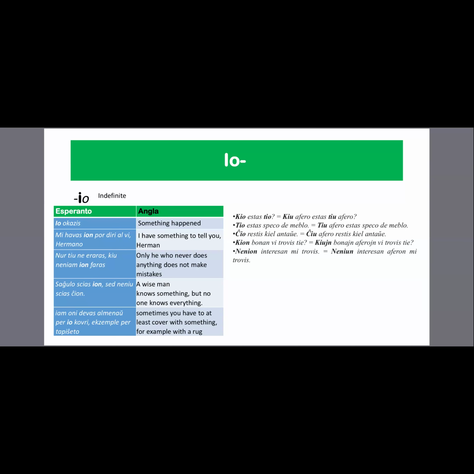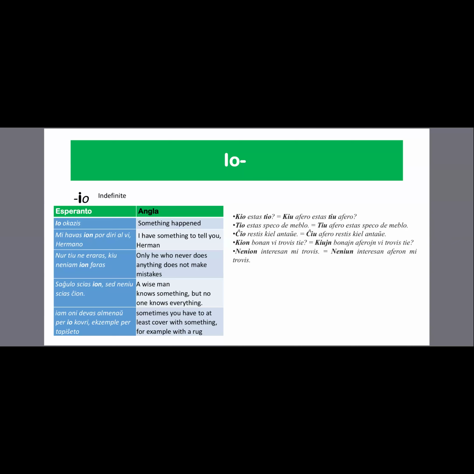Mi havas ion por diri al vi, hermano. I have something to tell you, brother. Mi havas ion. You can see io, I put N because the verb I use here is the verb to have. That's why I put N. Mi havas ion por diri al vi, hermano. Nur tiu ne eraras, kiu neniam ion faras. Guys, I use some strong sentences, but the main topic is io. So we can use io when we are just defining something which is undefinable.